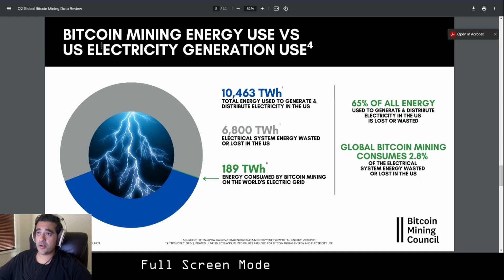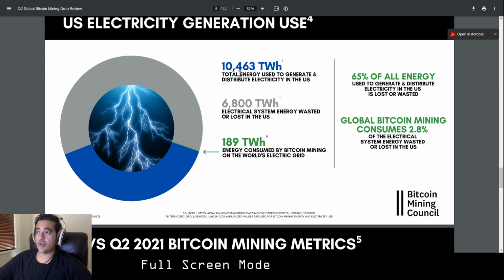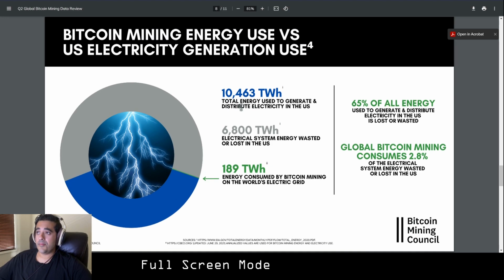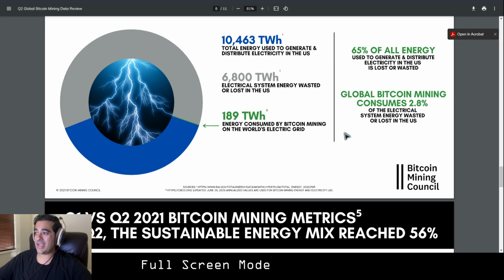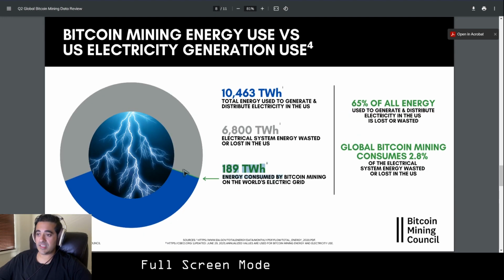All right, then we see here Bitcoin mining energy use versus electricity generation use. So in the United States, every year we are generating 10,400 terawatt hours. Okay, out of that, 6,800 are lost. 65% of all energy used to generate and distribute electricity in the U.S. is lost or wasted. We're only using, once again, a tiny sliver, 189 terawatt hours.